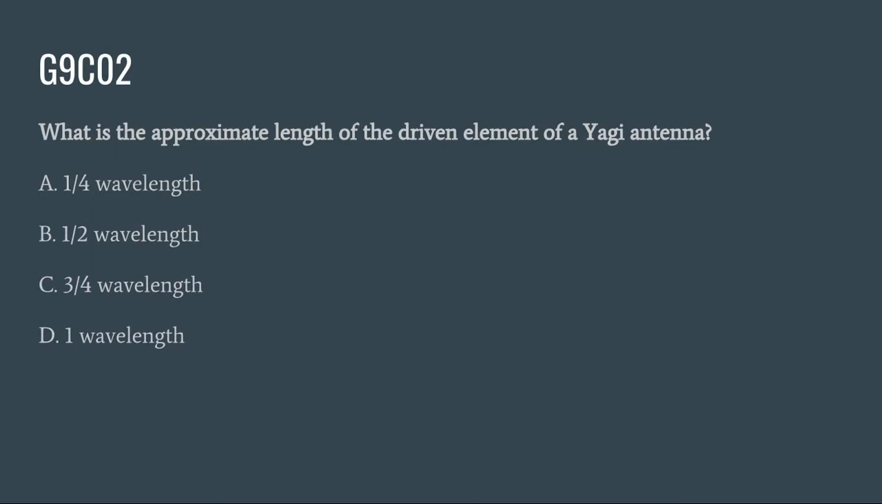G9C02, what is the approximate length of the driven element of a Yagi antenna? A, 1/4 wavelength. B, 1/2 wavelength. C, 3/4 wavelength. Or D, 1 wavelength. Correct answer B, half wavelength.